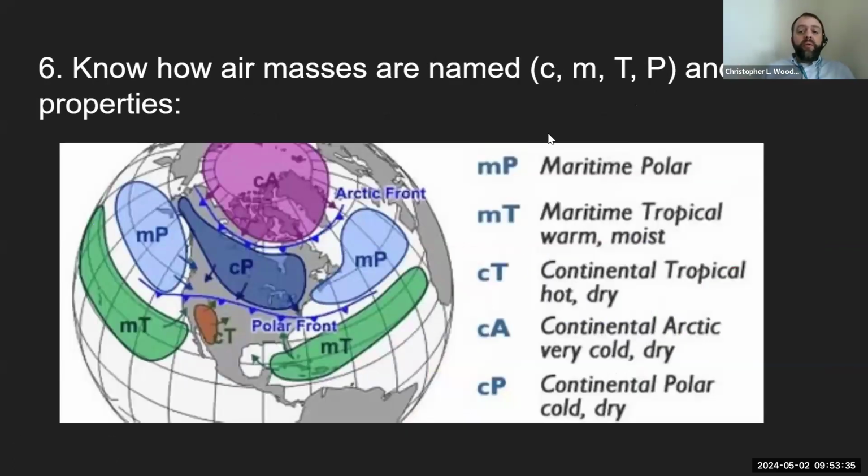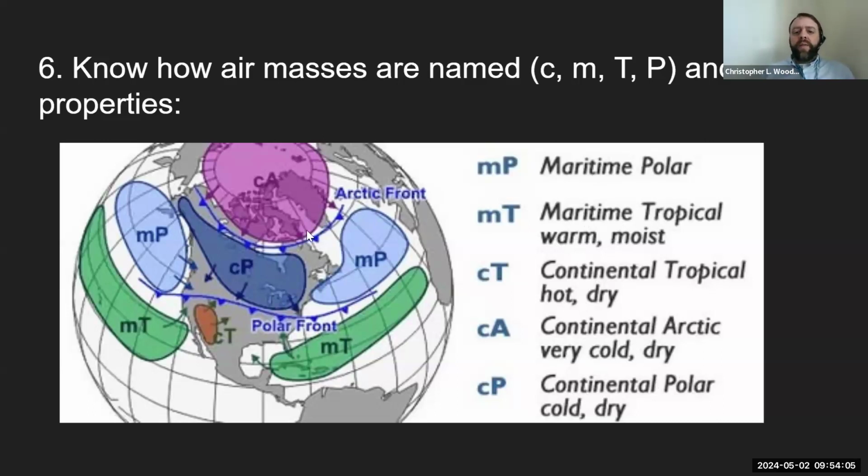Know how air masses are named. So the C, continental, forms over a continent, is dry. M equals maritime, ocean, wet. T is tropical, it's warm. And then P, polar. So you put the two lowercase and the two of the uppercase, and you got it. Maritime, polar, cold and wet and cold. Maritime, tropical, warm, moist. Continental, tropical, hot, dry. And then continental, polar, cold and dry.